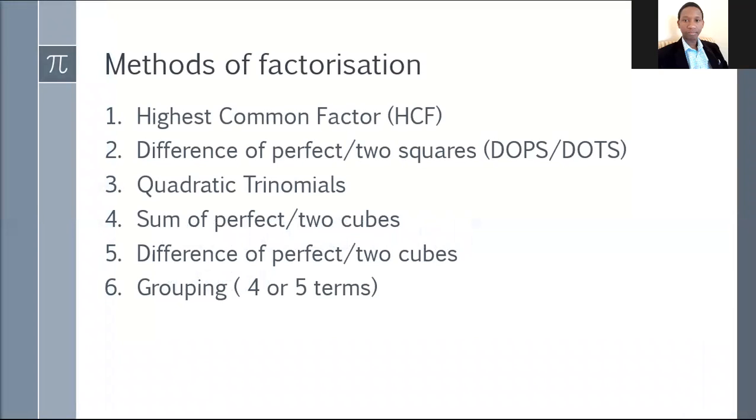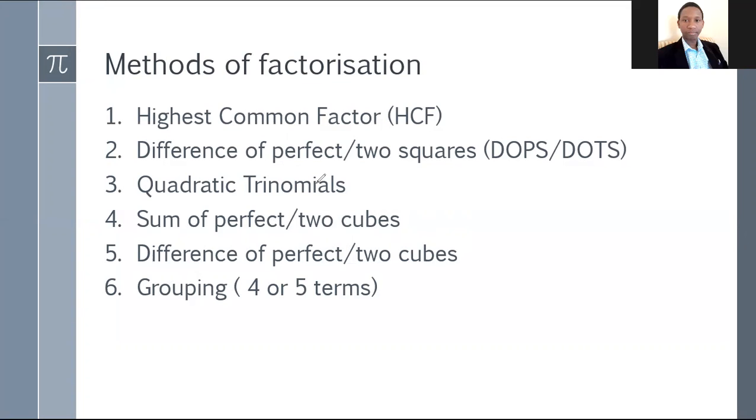There are essentially 6 methods that you need to be aware of when it comes to factorization in grade 10. The first one, the highest common factor method, is a method that you have actually been using since grade 9. The difference of perfect squares, or two squares, is also something that you did in grade 9. Quadratic trinomials, you have done a little bit of this, but with some exceptions. In grade 10, we are going to learn how to factorize quadratic trinomials irrespective of the form of the trinomial.